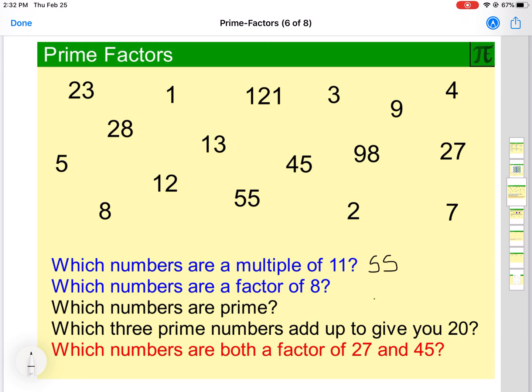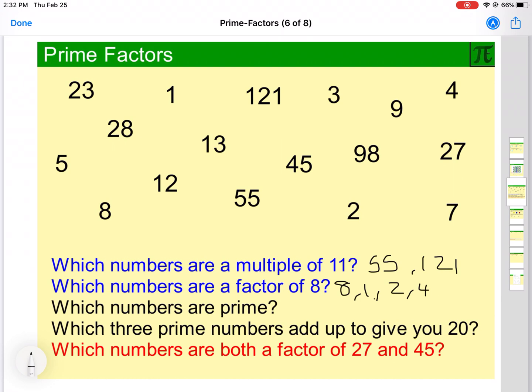Multiples of 11, we have 55 and 121. I think that's them all. Which numbers are factors of 8? So numbers that we can divide 8 by. There's an 8, there's a 1, a 2, and there's also a 4 in this list as well. So that's all the factors of 8.